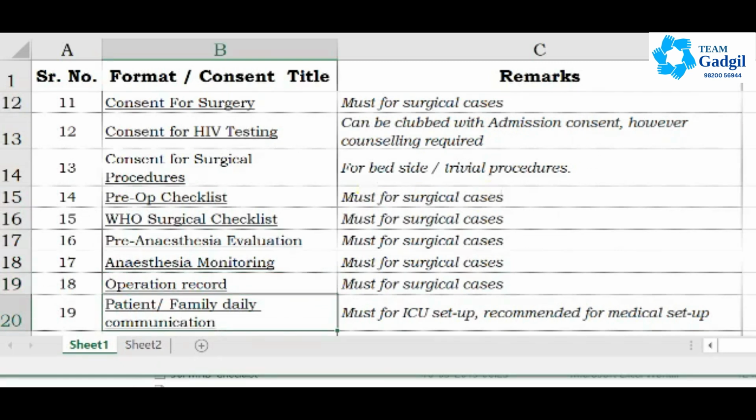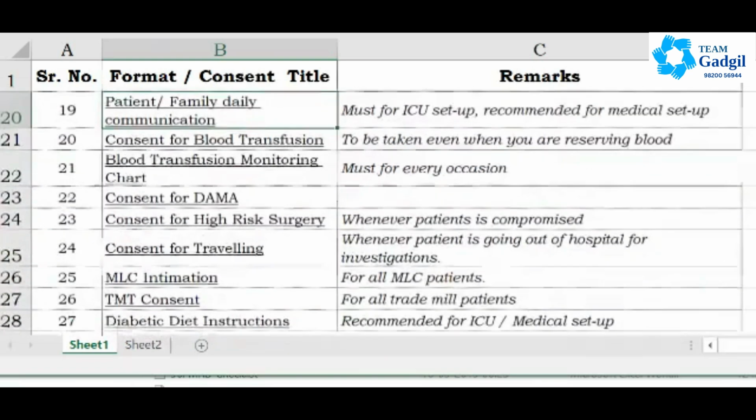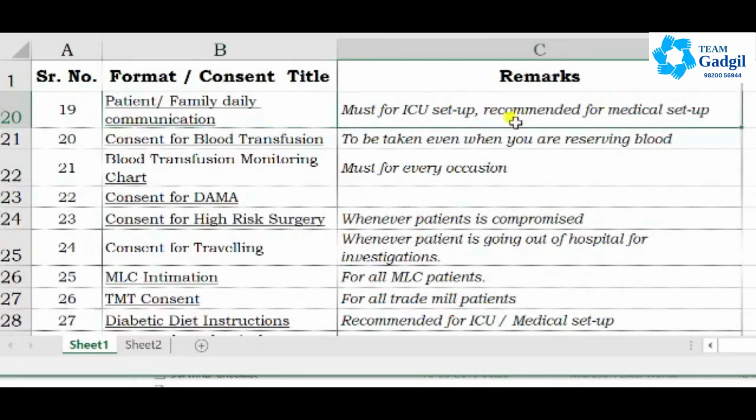Patient and family communication: this depends. For an ICU setup, it is an absolute requirement. For non-ICU, it's optional. Of course, I know every doctor communicates with the patient or their relatives every day, however it is not documented. In today's scenario, it's better to document all the communication that you make with the patient or their relatives.